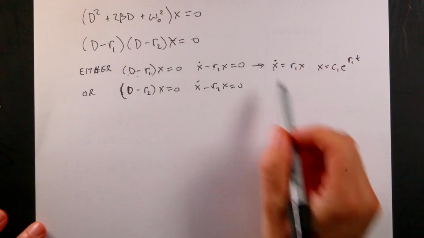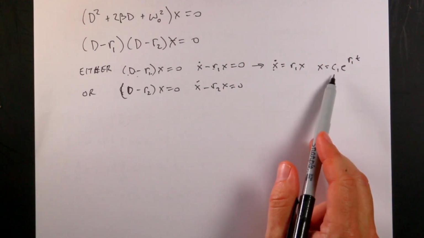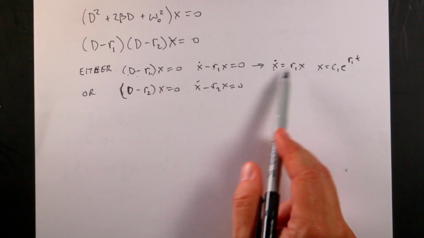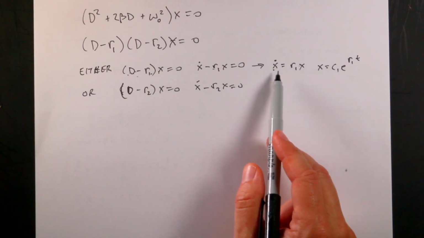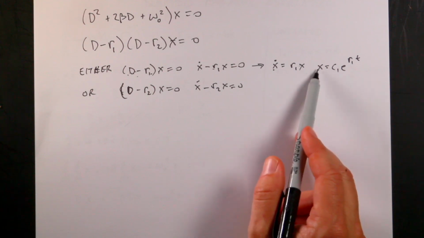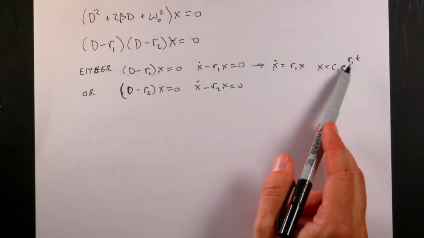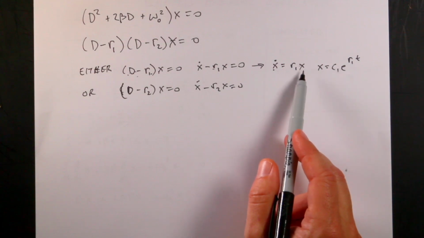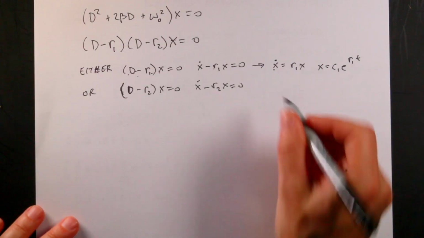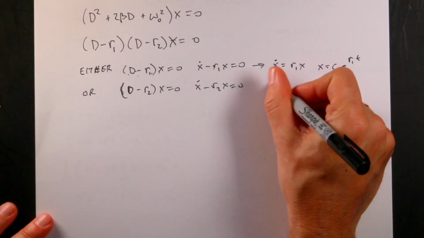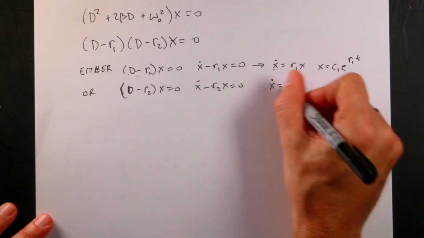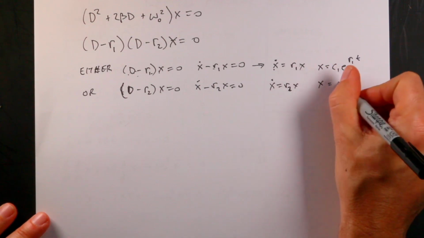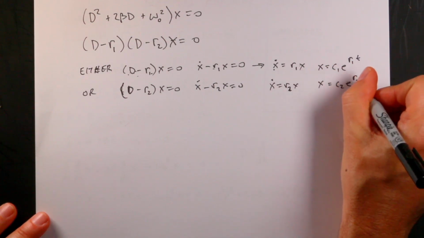Remember, those are time derivatives. And so I have a constant out there, and I need to include that there, though. The constant will still be there. But that would work, right? If I take the derivative of this, I get c1 r1 e to the r1t, which is r1 times the function x. And the same thing down here, x dot equals r2 x. So that gives me x equals c2 e to the r2t.